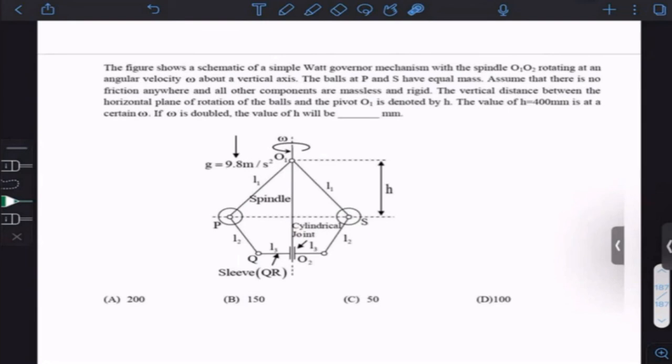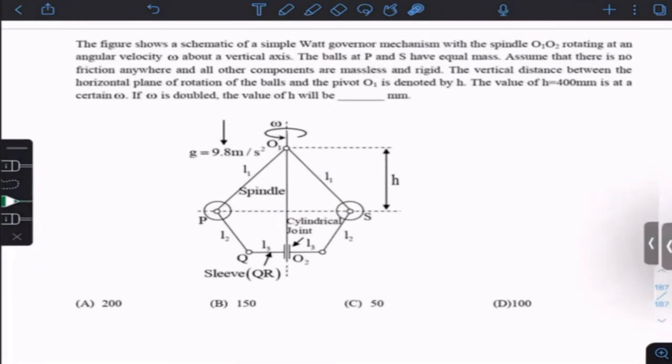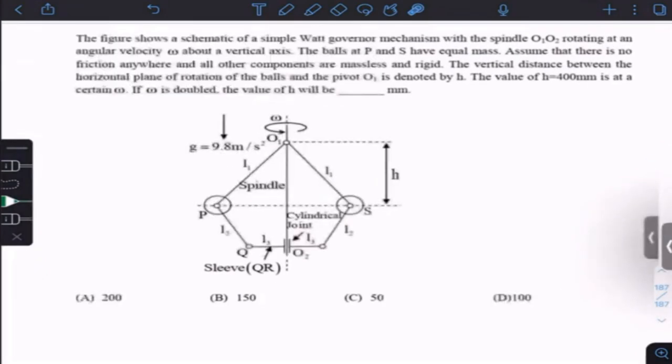Quite easy. See, everyone, the figure shows two balls, P and S, of equal mass. There is a ball P, there is a ball S. The vertical distance between the horizontal plane of rotation of the balls and the hinge O is H. The H value is 400. If omega is doubled, then what will H be, my dear?